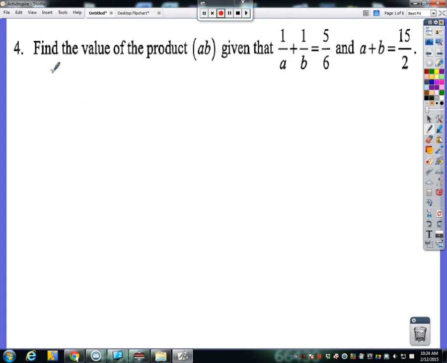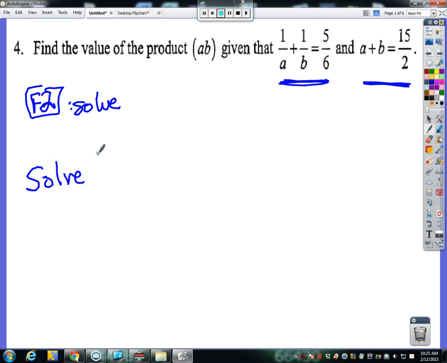So number 4 on that test said, find the value of the product A times B given we've got this equation and we got this equation. Well, we can do this in the calculator. So if you go to F2 in your calculator and then do number 1, the solve command. So on your calculator screen, you'll have solve with a parenthesis already there. So here's what I want you to type in.